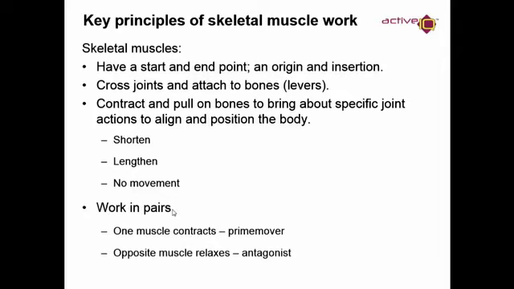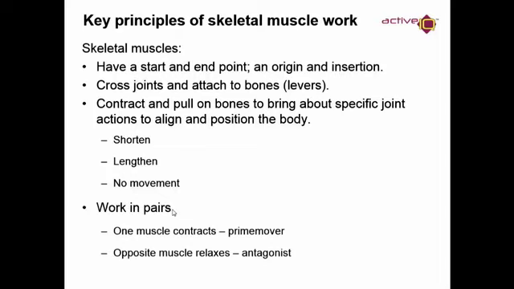And the reason they have an origin and insertion is so that they can contract and pull on the bones and bring about action or movement. And the types of action they might bring about is they might shorten, they might lengthen, or there might be no movement at all. So let's say the bicep again, because it's an easy example to use. When the bicep contracts, it shortens and it creates movement. Okay. When it relaxes, it lengthens, and that creates movement.